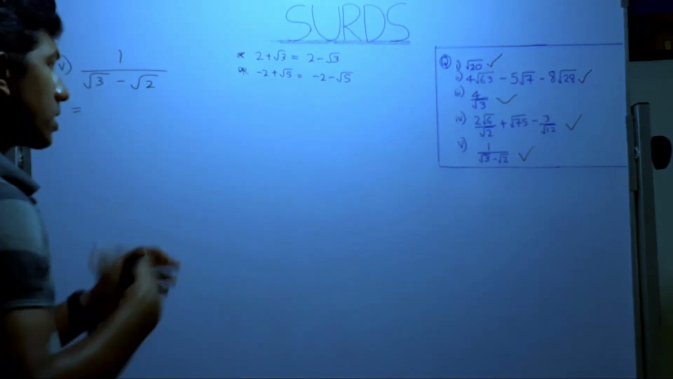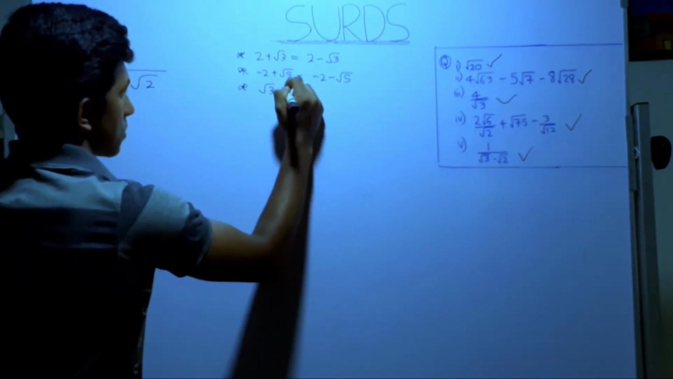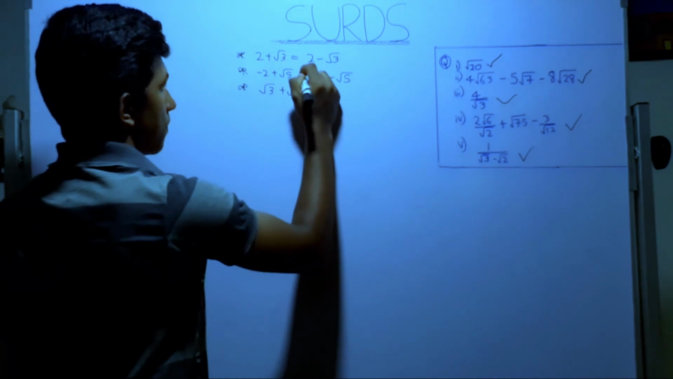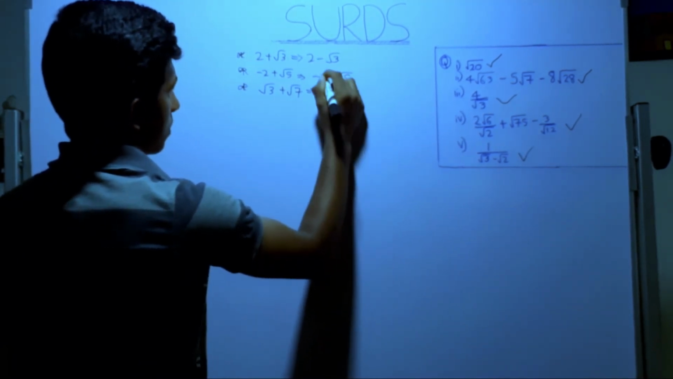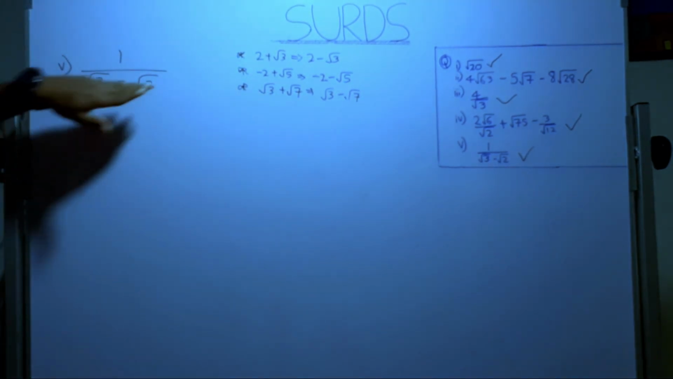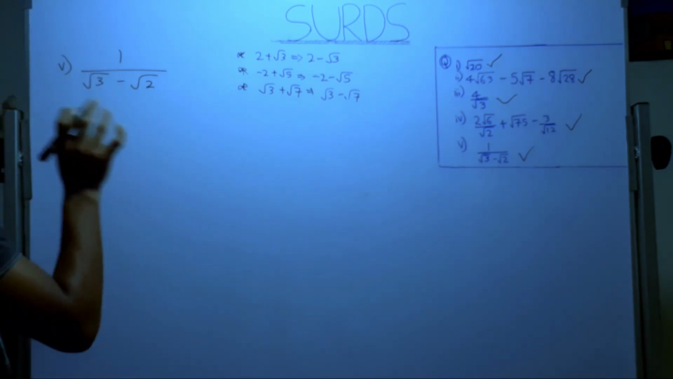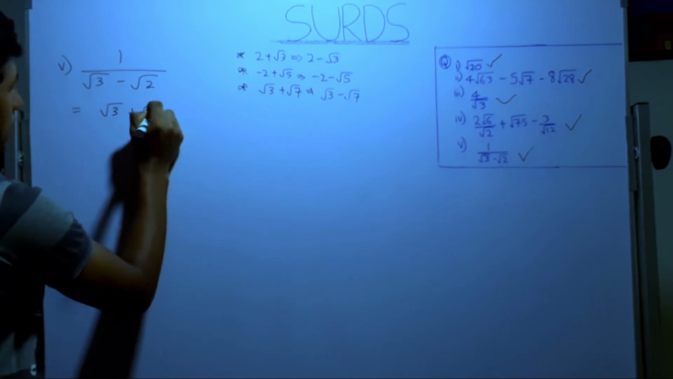Okay. So we look at another example. So if we take root 3 plus root 7, the conjugate of this would be root 3 minus root 7. Okay. So these are the conjugates. Now try guessing the conjugate of this. Root 3 minus root 2, the conjugate would be root 3 plus root 2. So we're going to multiply top and bottom by root 3 plus root 2.